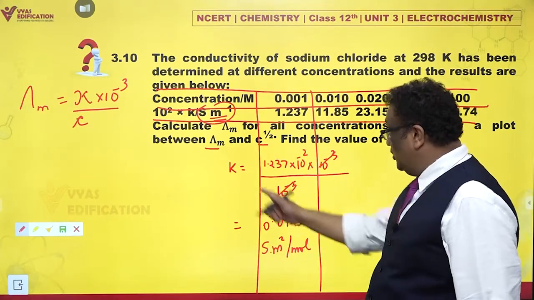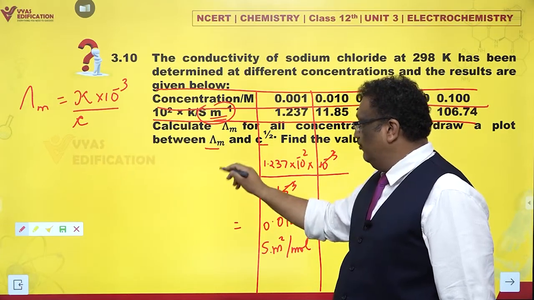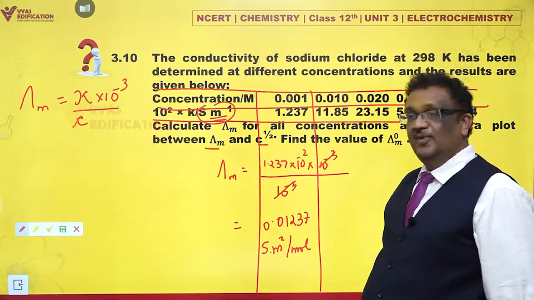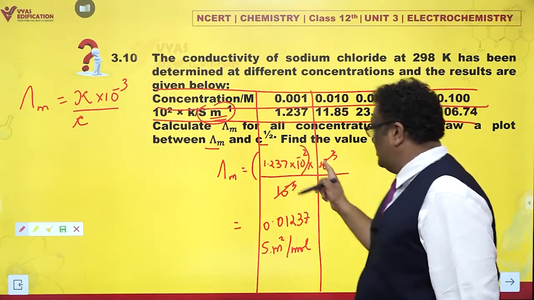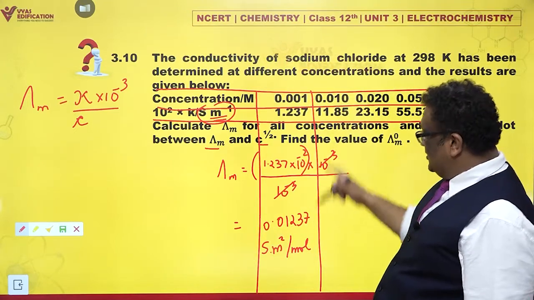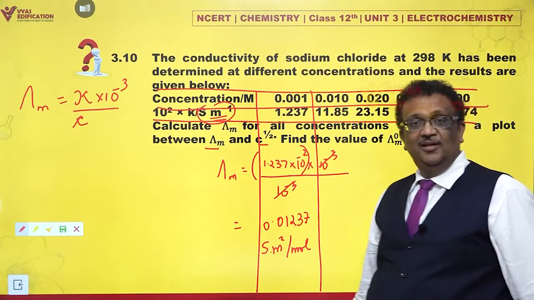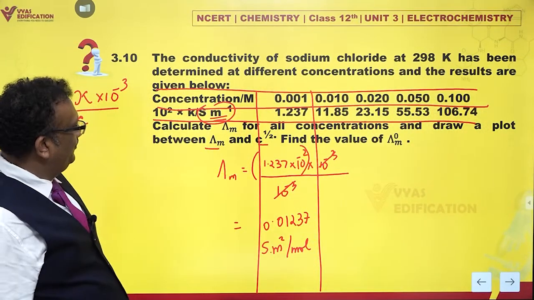And actually this is not the value of kappa. What we have calculated here is the value of lambda m, which is kappa multiplied by 10 to minus 3 upon c, and it is so much. Is it the first value? Yes. What about second, third, fourth? Well, we will go over each of them one by one.